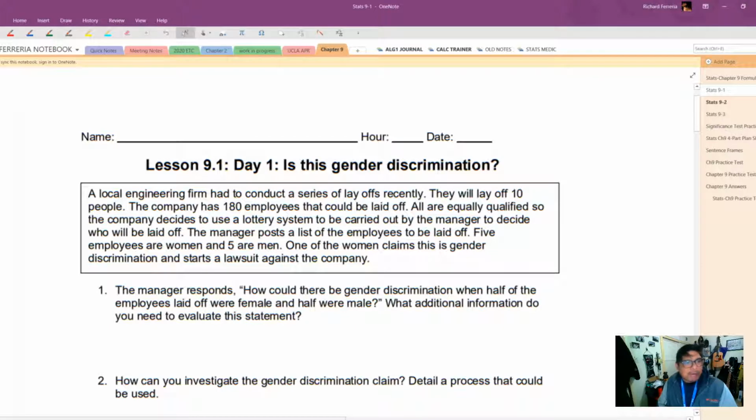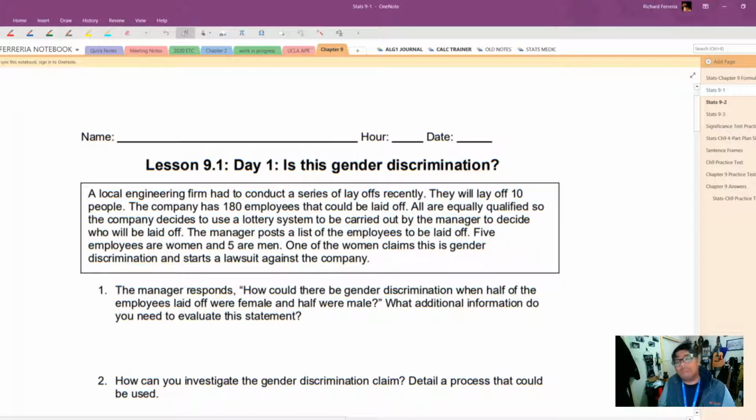A local engineering firm had to conduct a series of layoffs recently, and they're going to lay off 10 people. The company has 180 employees that could be laid off, and all are equally qualified. So the company decides to use a lottery system carried out by the manager to decide who will be laid off. Now, the manager posts a list of employees to be laid off. 5 of the employees are women and 5 employees are men. That sounds pretty good. One woman claims that this is gender discrimination and starts a lawsuit.